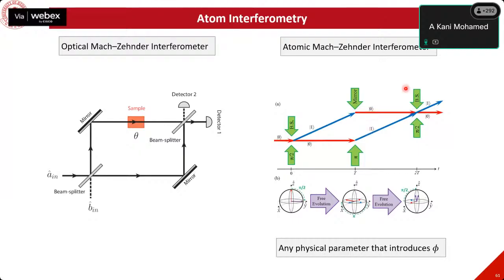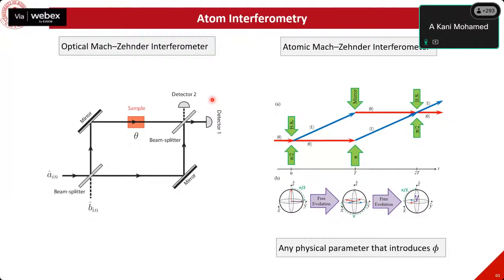Here we haven't put any element or anything that can actually introduce an extra phase between the two arms. But if any physical parameter introduces a phase difference between the two paths, that we can estimate. That physical parameter can be estimated just by measuring the phase difference, or just by looking at the atoms which are in the excited state and the ground state. Same as the optical interference technique.